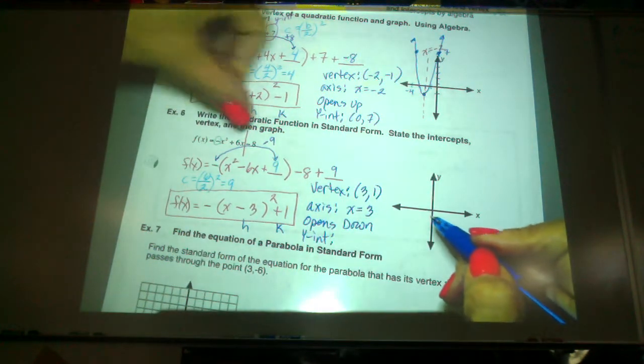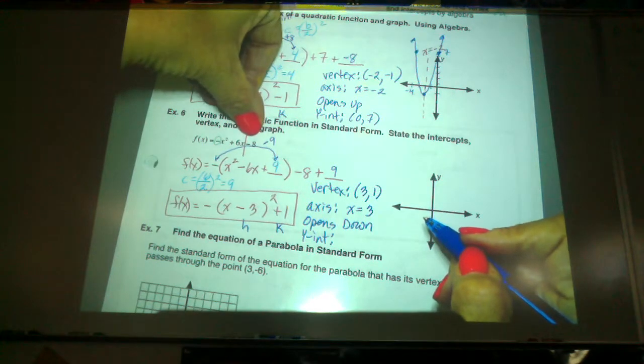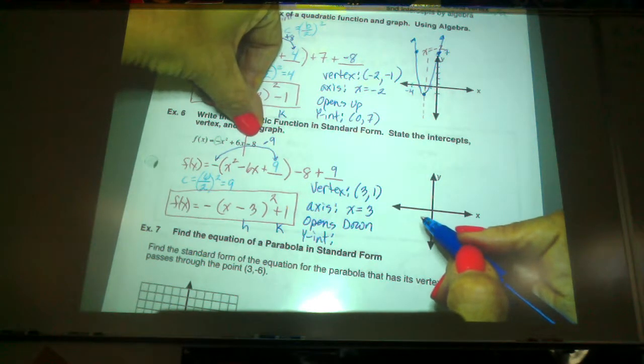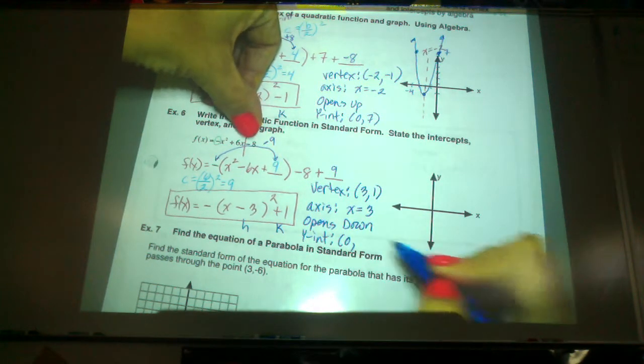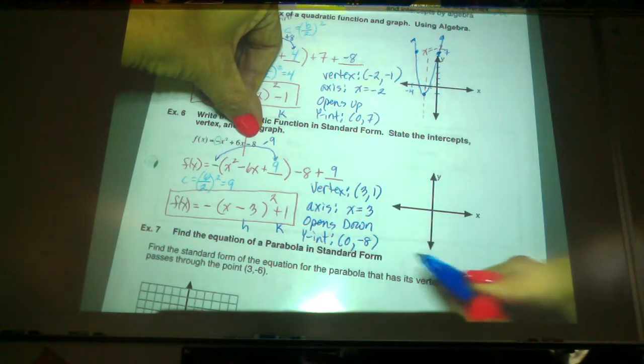And the last thing we want is the y-intercept. Look at your original quadratic form. Isn't it -8? Y-intercept is always a 0 value for x, and then whatever that constant was, -8. So 0, -8.